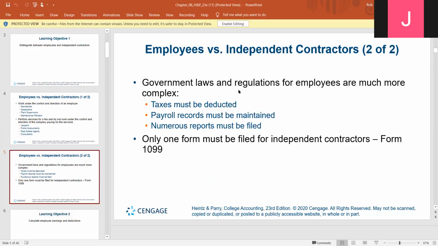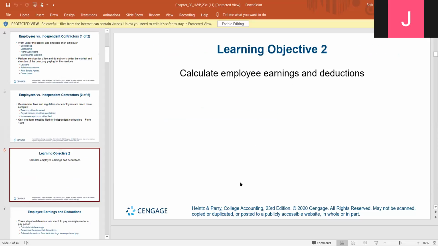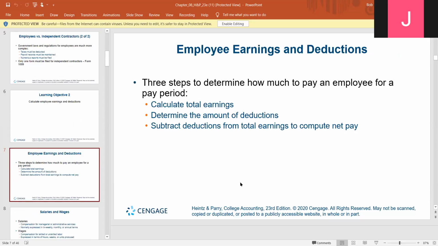Government laws and regulations for employees are much more complex. Taxes must be deducted. Payroll records have to be maintained. For independent contractors, there are a lot fewer reports, like I said, just one form at the end of the year, Form 1099. This here is kind of an important thing, and hopefully a little bit interesting.